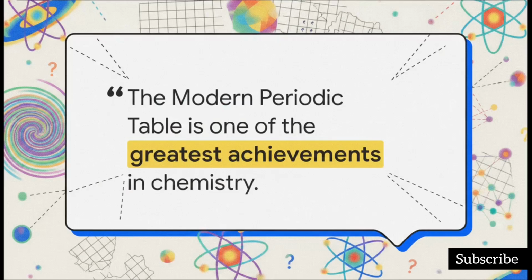The modern periodic table gives us the ultimate systematic map to understand and predict the behavior of the universe's building blocks. It truly is one of the greatest achievements in chemistry. But it leaves us with a pretty exciting, provocative question. As our scientific technology continues to advance, what new, undiscovered elements might be added to this map in the future?